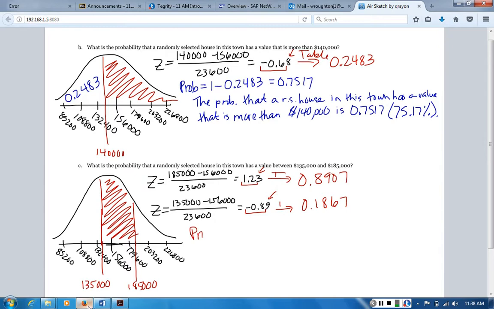So the between rule tells me then to subtract those probabilities. Remember, a probability always has to be a positive number, so if you subtract them in the wrong order and you get a negative number, just remember then to flip your order of subtraction here. So we should get 0.7040 after implementing the between rule.